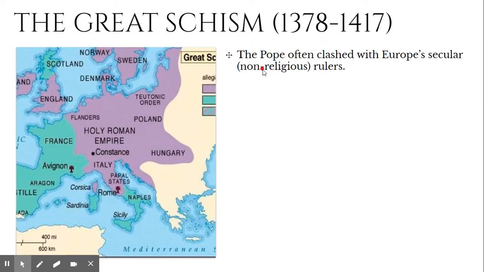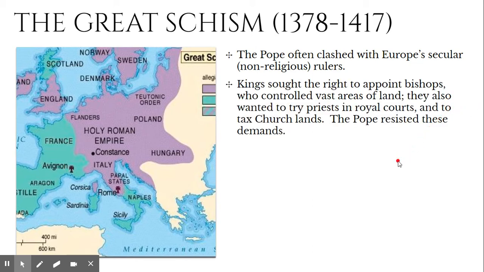Another cause of the end of the Middle Ages is the Great Schism, which is kind of what it sounds like. Schism is a split. So the Pope often clashed with Europe's secular leaders. So the Pope, who's the head of the Roman Catholic Church, a lot of times would have problems with the different kings of England and France and things like that. So kings sought the right to appoint their own bishops. So instead of the Pope appointing a bishop that would be in charge of their country to help out the king, the kings wanted to do this. They wanted to be able to appoint who they wanted.